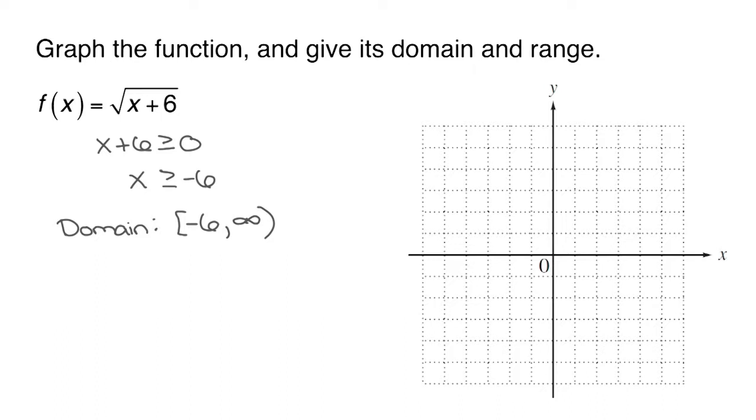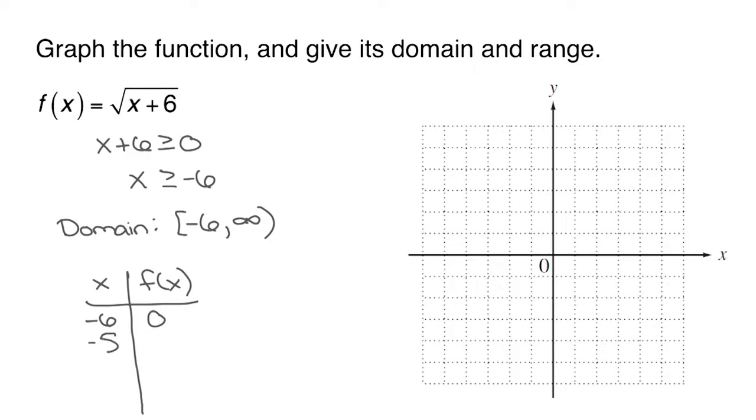Now we'll create a table of values in order to graph. So we'll choose values of x and find corresponding values of f(x). When x is -6, f(x) is the square root of -6 + 6, or the square root of 0, and so it's 0.